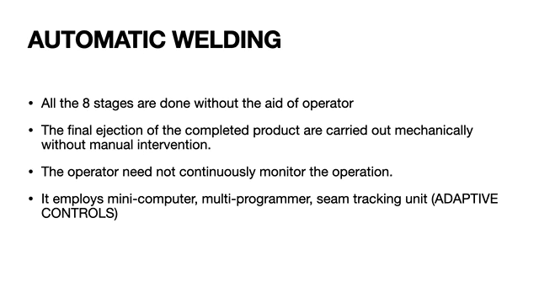Automatic welding. In automatic welding, all the 8 stages which we have discussed shall be done without the aid of any operators or human interference. Even the final ejection of the completed product is carried out mechanically without any manual intervention. That means the entire process is done automatically. The operator need not continuously monitor the work operation itself.